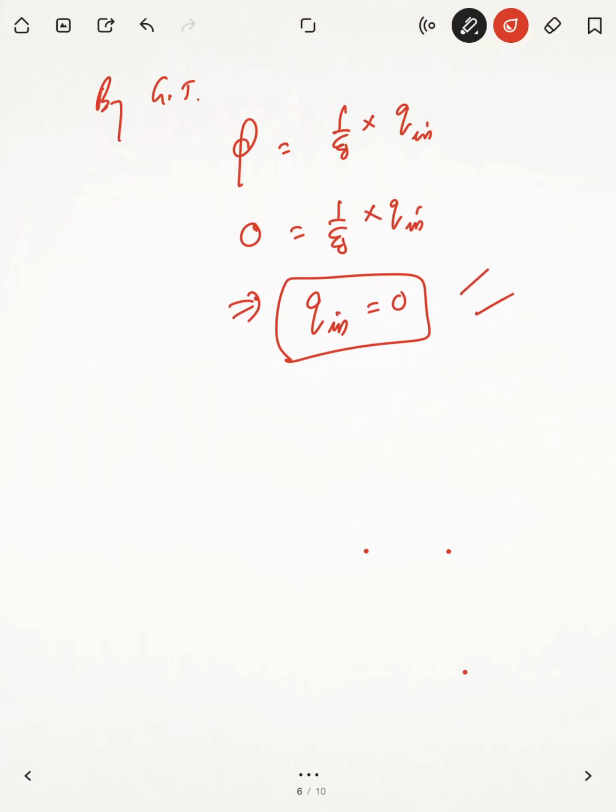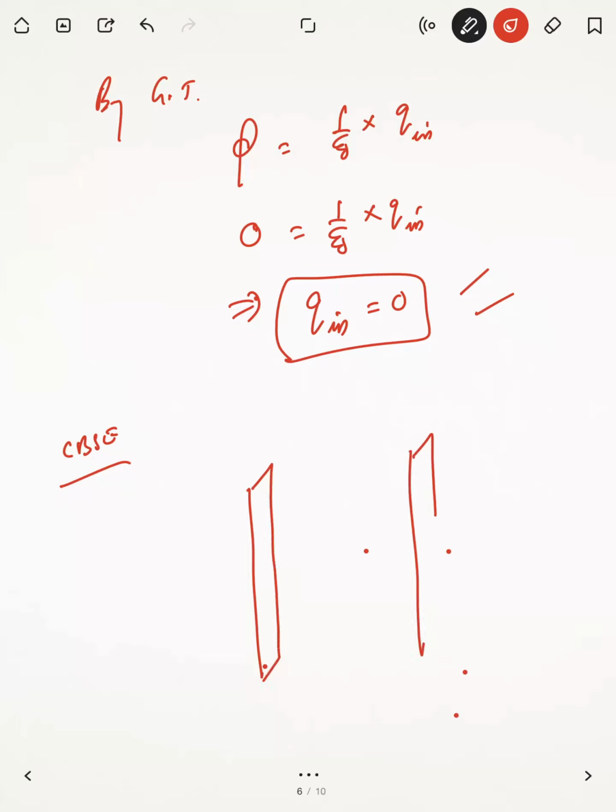Okay, next one I am giving is a numerical from a CBSE board question. It's about a 2015 board question. You are given two sheets. One is having plus sigma, another is having minus 2 sigma. What are the electric field values in between, and in a region which is outside and near to the first one?